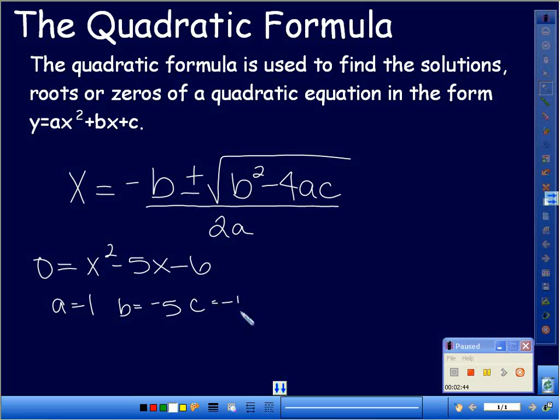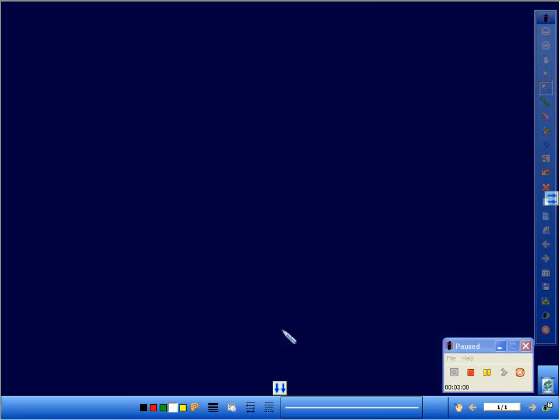A is the number in front of the x squared. If it's not there, then it's a 1. It can't be a 0, because if it were 0, then the x squared wouldn't be there. Okay. Now I'm going to substitute my numbers into the equation.